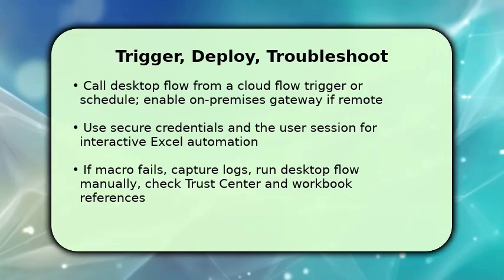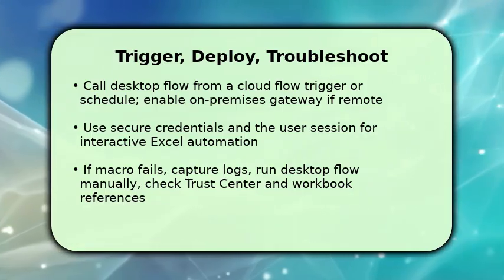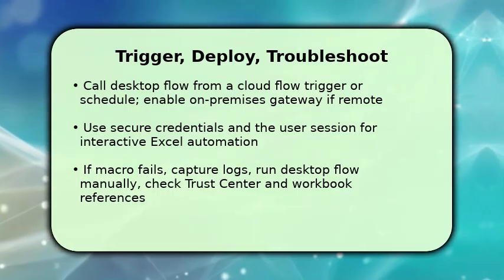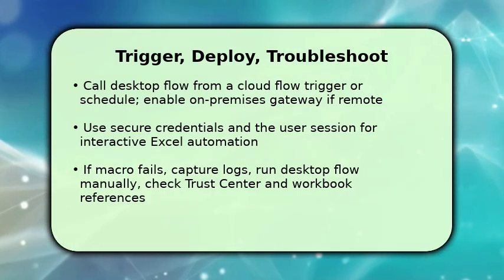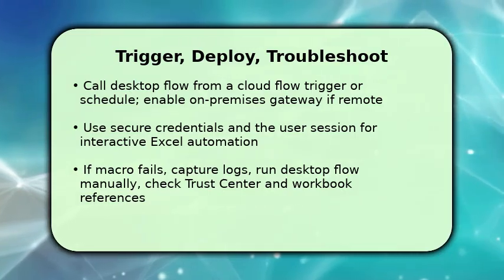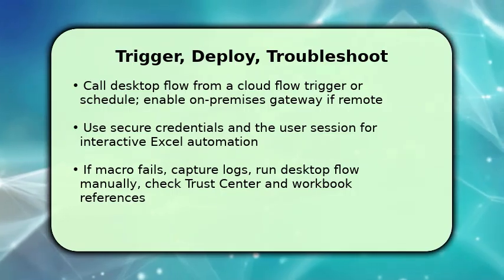Finally, connect the desktop flow to a cloud flow trigger or schedule so the macro runs unattended. Make sure the machine is unlocked or configure unattended run with the Power Automate Desktop agent and proper credentials. Test the flow manually, then run it from the cloud to confirm end-to-end behavior.